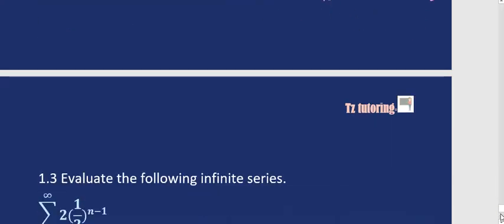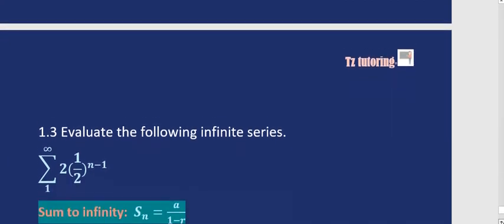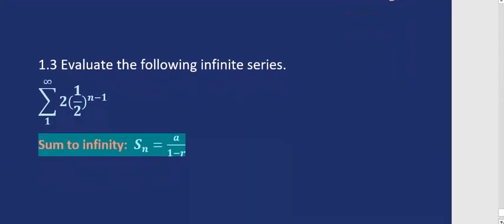Now, let's move on to the last question. Here we are evaluating the sum of an infinite series, and we need A, the term 1. Please note that here we're starting at 1, not at 0 like we did in 1.2. To calculate the first term, we substitute 1 because we start at 1. So 1 minus 1 gives us 0, and 2 times 5 to the 0 is just 2 times 1. So our first term, A, is 2.